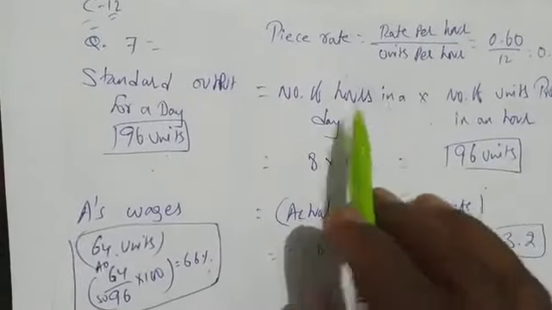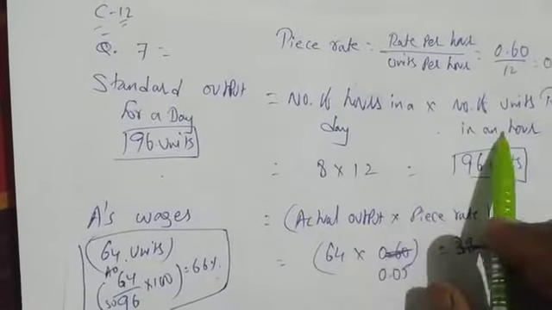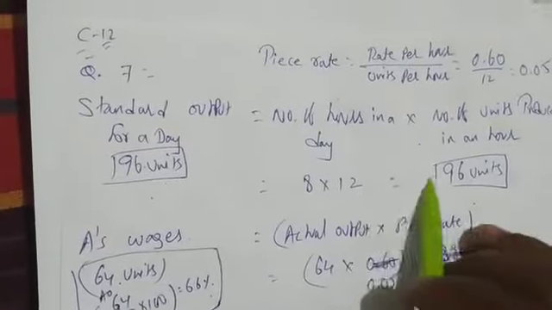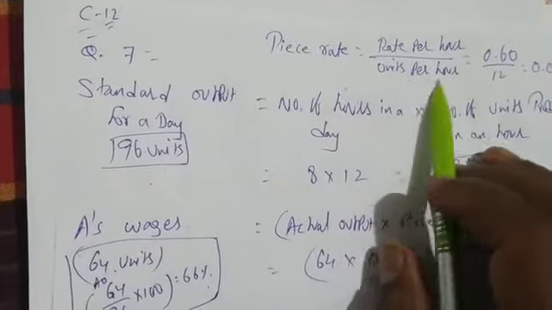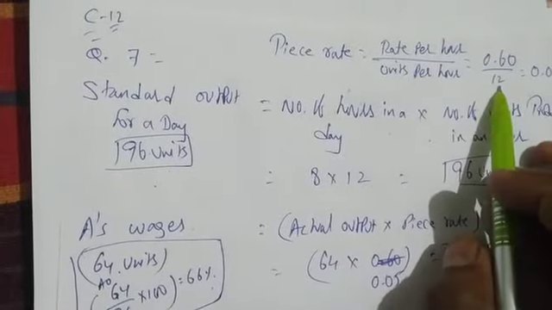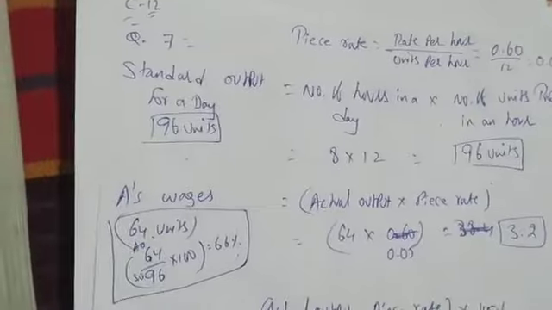So how to find out? The number of hours in a day will be given, 8 hours, and the number of units produced in an hour will be given. Okay, and the piece rate is not given. So how to find the piece rate? Piece rate is the rate per hour divided by units per hour: 0.6 divided by 12 is 0.05. Got it? So simple. Chalo, I'll give some examples on this also.